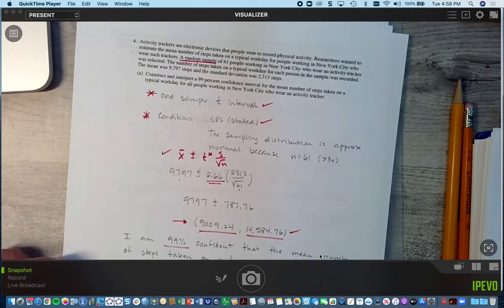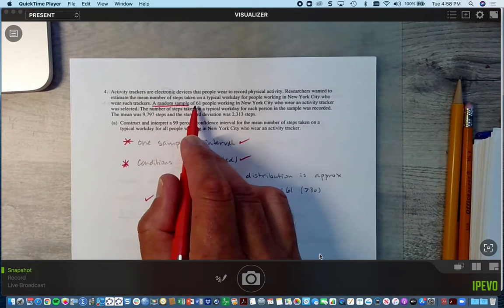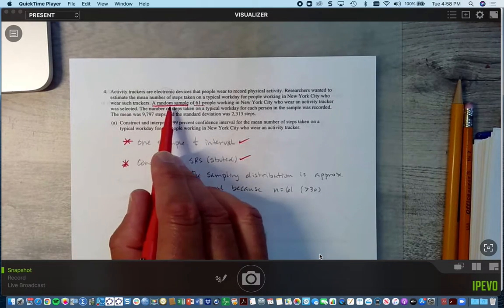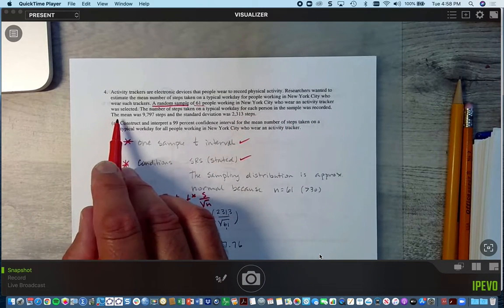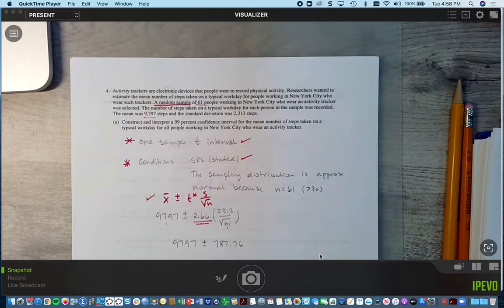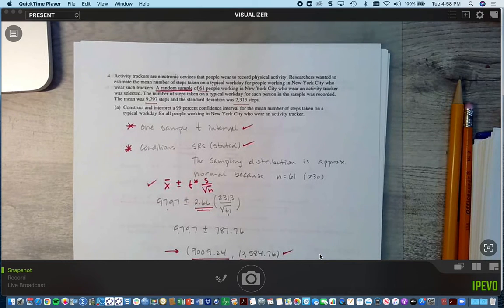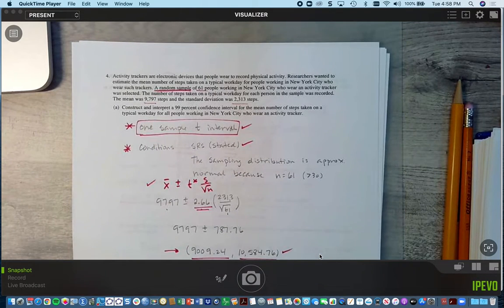Okay, then question number 4 was about activity trackers. And they took a random sample of people, 61 people in New York City, who wear activity trackers. And they selected those people, and the number of steps taken on a typical workday for each person in the sample was recorded. Okay, the mean was 9,797, and the standard deviation was 2,313. Okay, a couple of things that many of you skipped over is telling me what kind of an interval it is that you're doing. Okay, and one way to do that is just to name it like that.